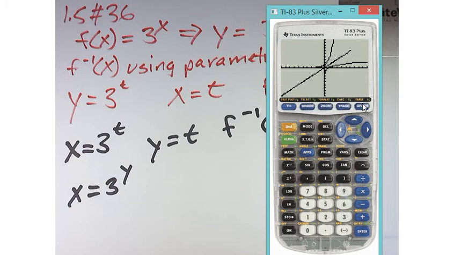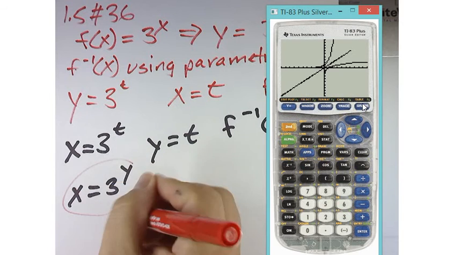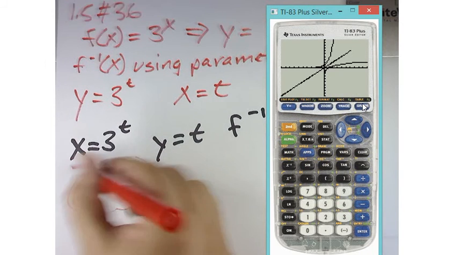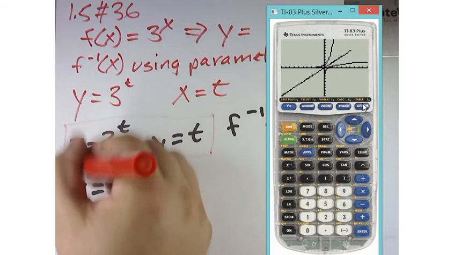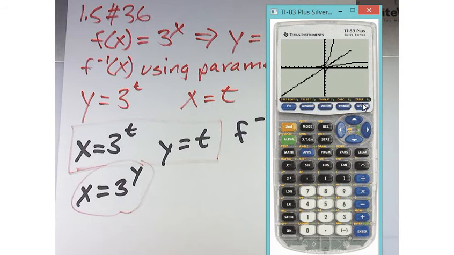And that's it. That's all they want us to do. We do not have to worry about switching this to a Cartesian equation. This is technically the answer. Okay? That's technically the answer. x equals 3 to the t, y equals t.